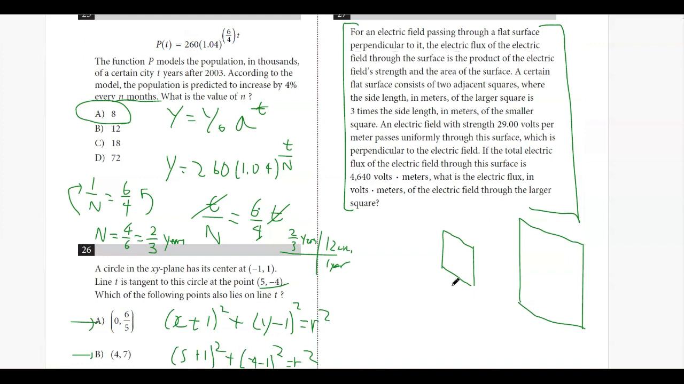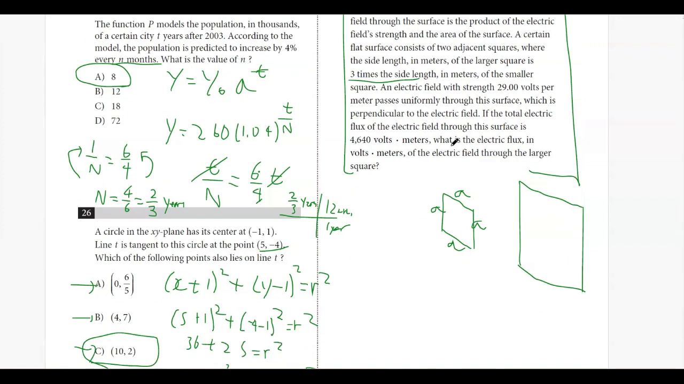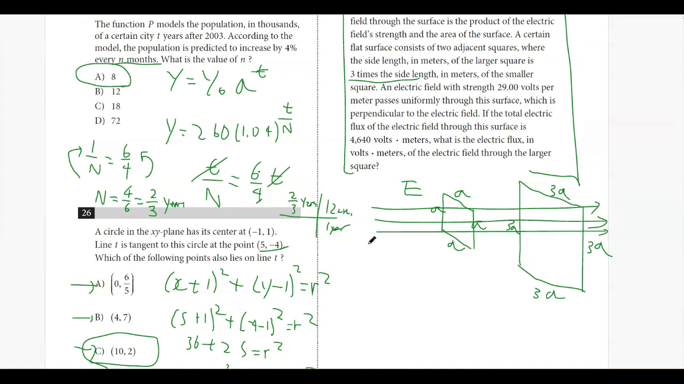Let's say I have A, and the other one is three times its length, so 3A. I have a uniform electric field E going through these surfaces.